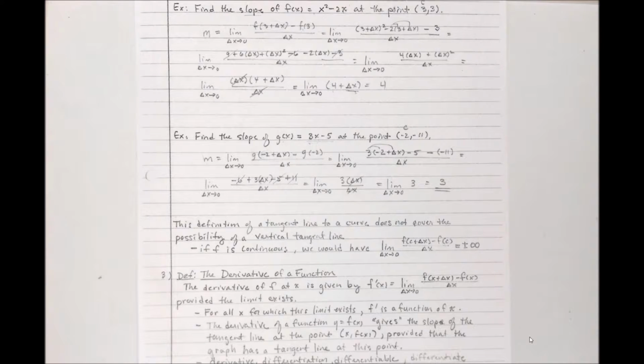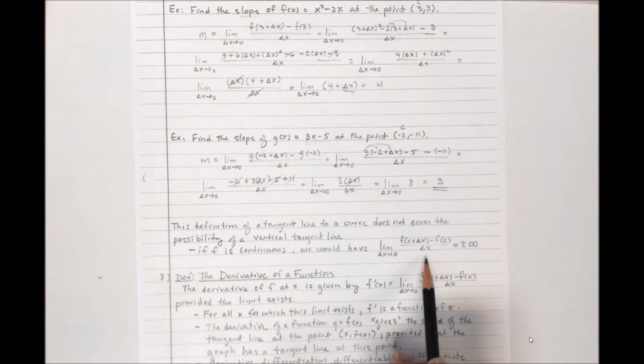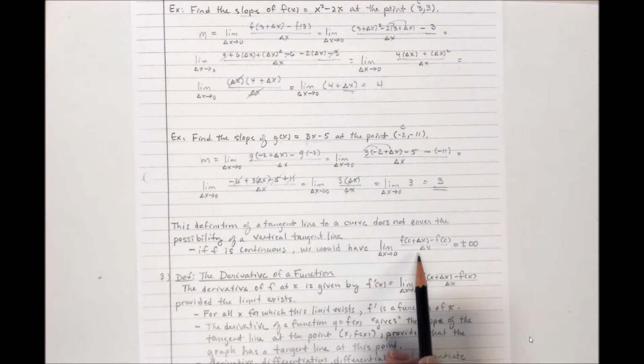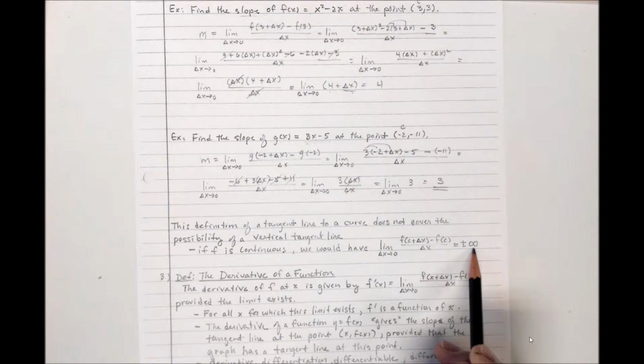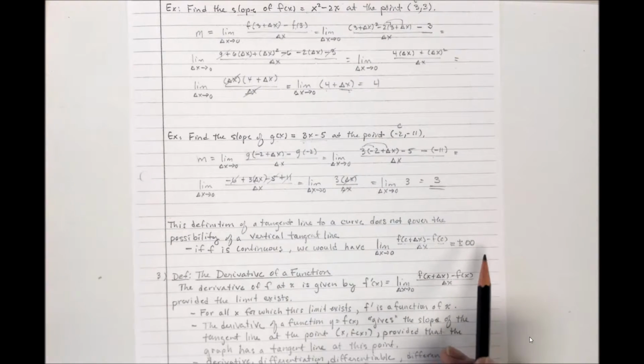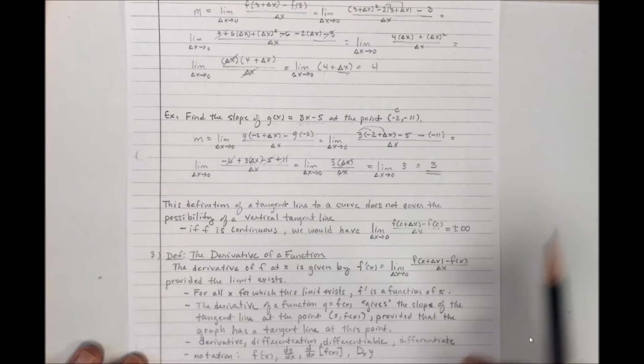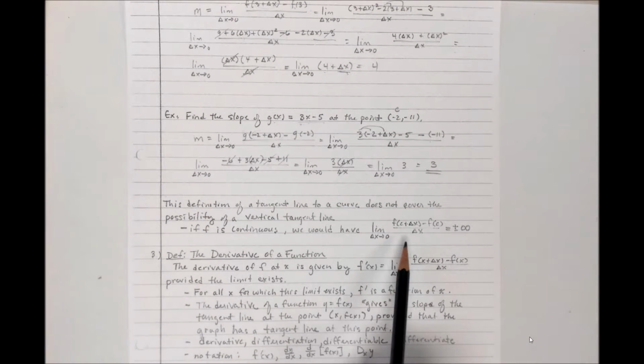Now the definition of the tangent line to a curve does not actually cover, because it says that the limit exists, the possibility of a vertical tangent line. So if you have a function that's continuous and you end up with a vertical tangent line, then when you go through this process of taking the definition of finding the slope of the tangent line, you're going to get positive or negative infinity. That's going to tell you that the slope is undefined, or if you'd like to think of it in more of a calculus manner, that the slope is infinite, and that you would have a vertical line there.